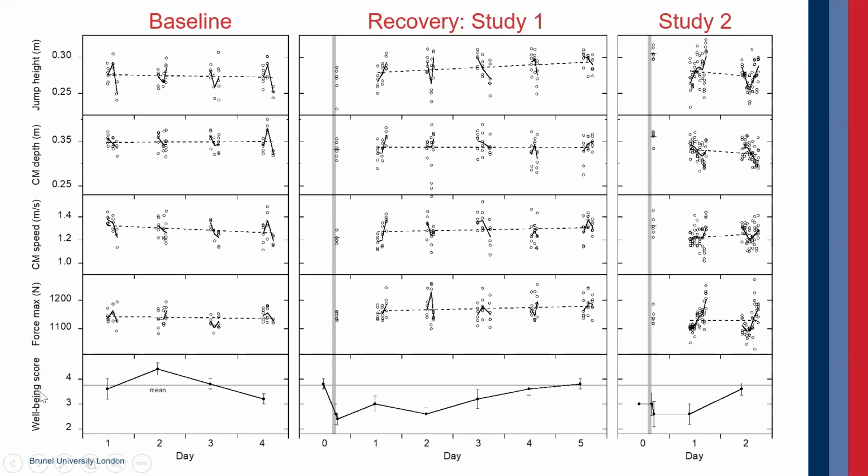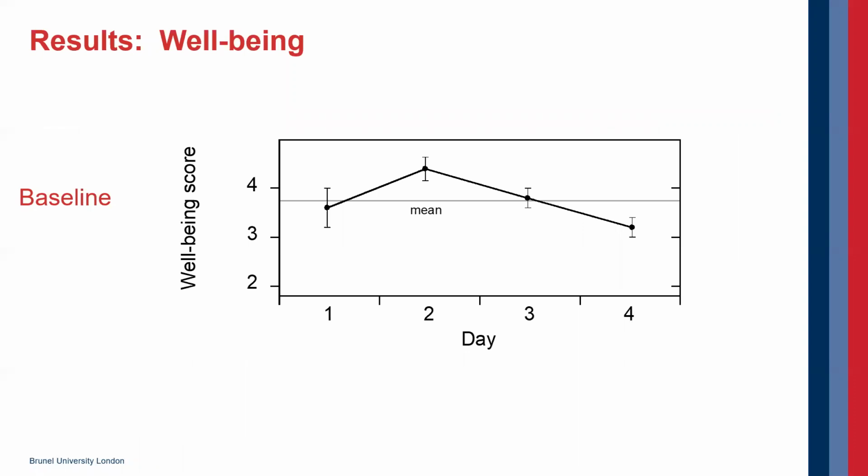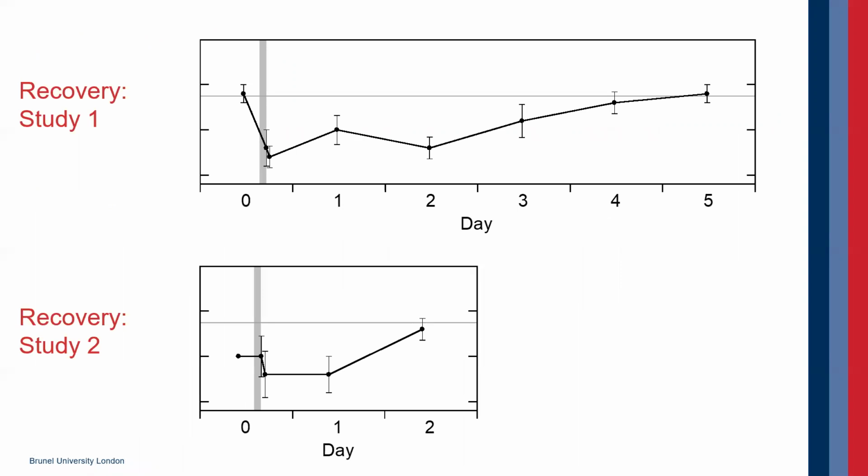Down the bottom here, these are the well-being scores, and these are a little bit more interesting. This is the baseline data for the well-being score, so we can see it's consistent over the 4 days of baseline testing. And this is when you play a match, and straight after the match, there's a decrease in the well-being score and a gradual trend towards recovery over the following 4 or 5 days. And this is the second match, and again we're seeing the same thing, but a slightly more rapid recovery.